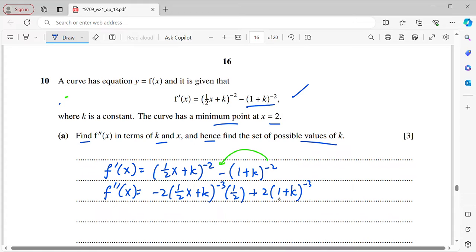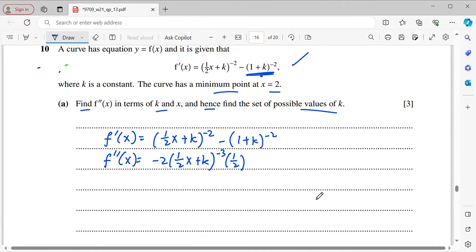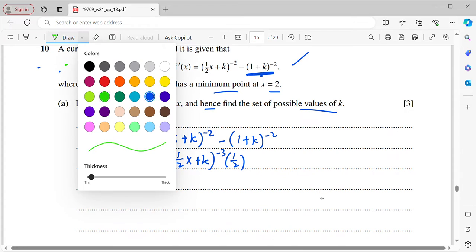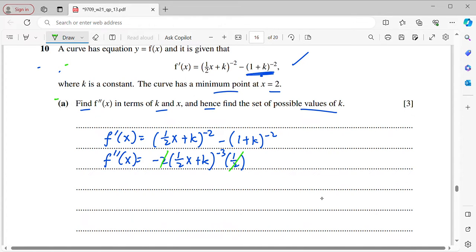Wait, there's a mistake. This term without x, therefore when you differentiate it will be 0. So I shouldn't have any terms there where I differentiate. So I should get just this differentiation. Alright, then now I simplify. So the 2.5 cancel off. Then you will be getting negative of half x plus k to the power of negative 3. So we have done the first part already.